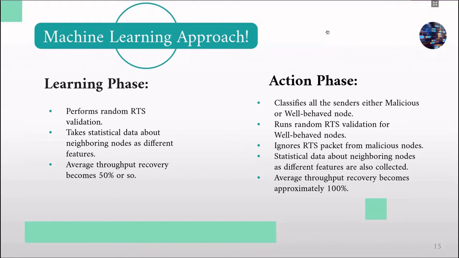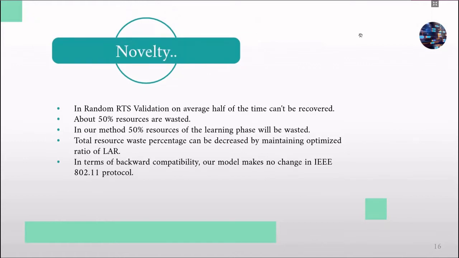In the latter, which is the action phase, classification of all senders is done to know whether a sender is malicious or not. After that, RTS packets from malicious nodes are utterly ignored. In this phase, statistical data about neighboring nodes as different features are also collected. Average throughput recovery in this phase becomes nearly 100%.